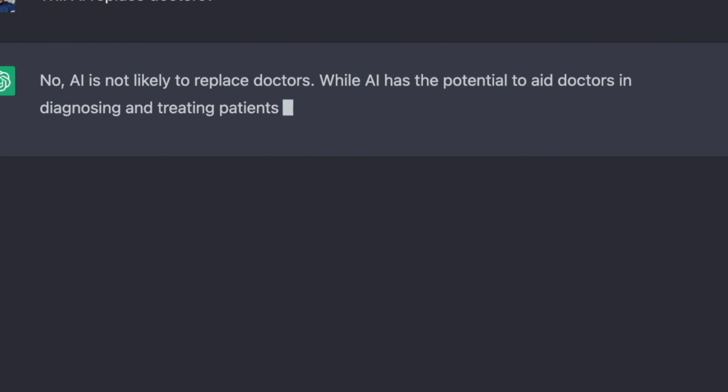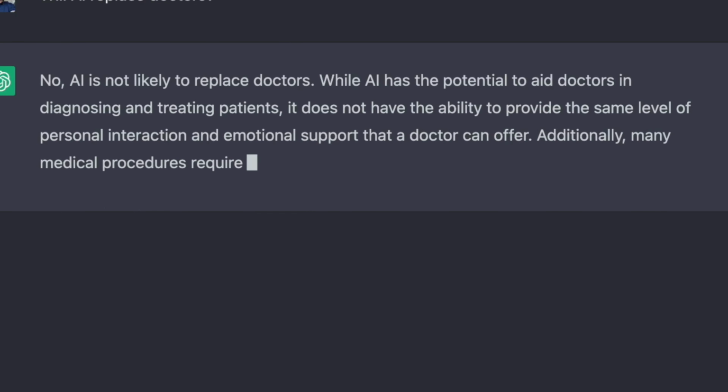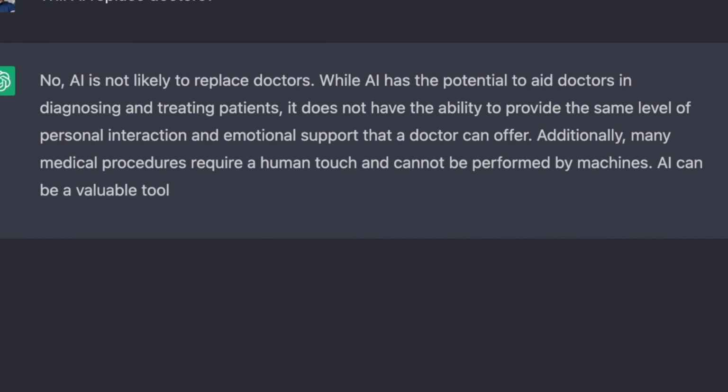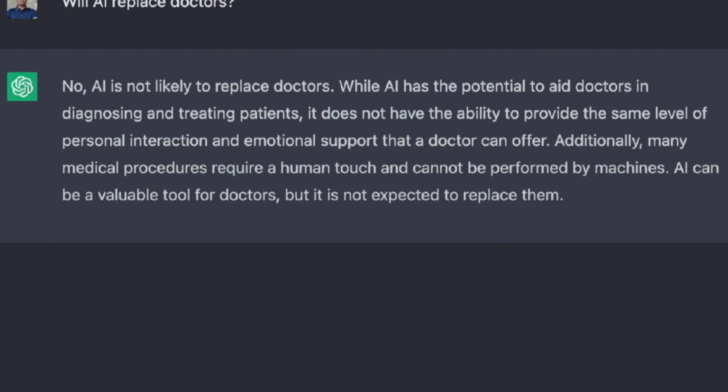So finally, I want to ask ChatGPT, will it replace doctors? And it said no, AI is not likely to replace doctors. While AI has the potential to aid doctors in diagnosing and treating patients, it does not have the ability to provide the same level of personal interaction and emotional support that a doctor can offer. Additionally, many medical procedures require a human touch and cannot be performed by machines. AI can be a valuable tool for doctors, but it is not expected to replace them.